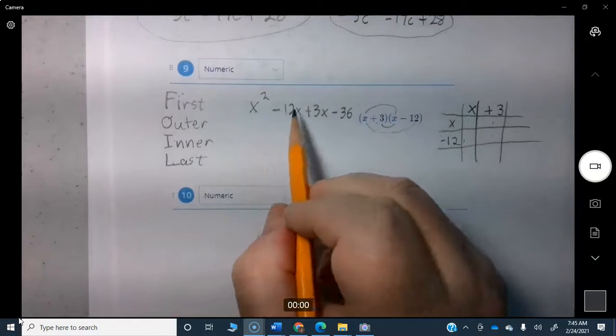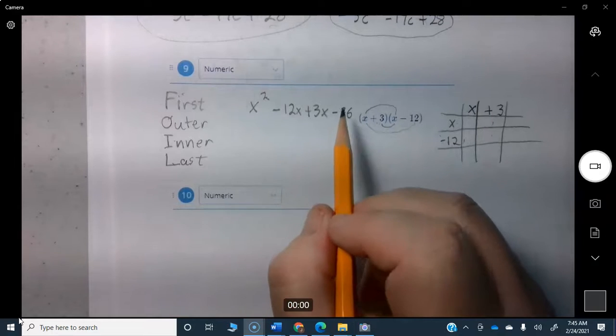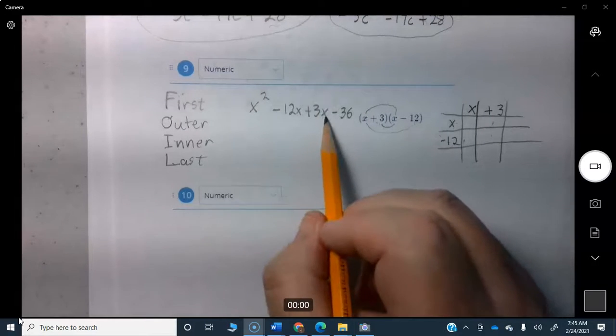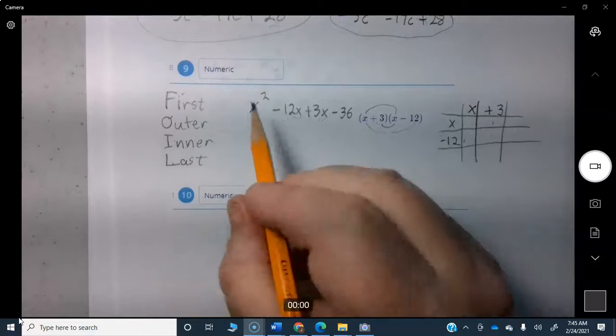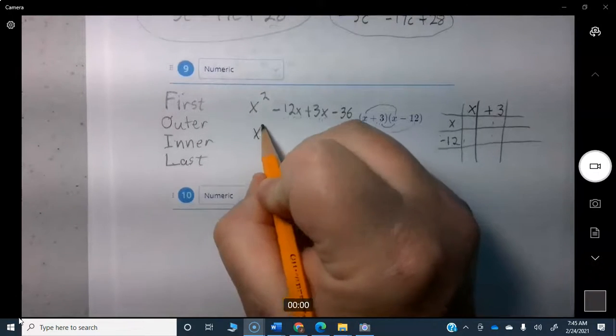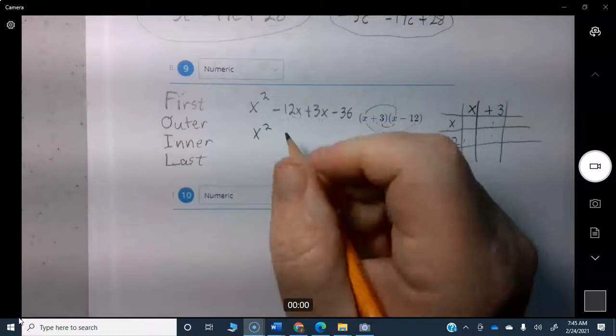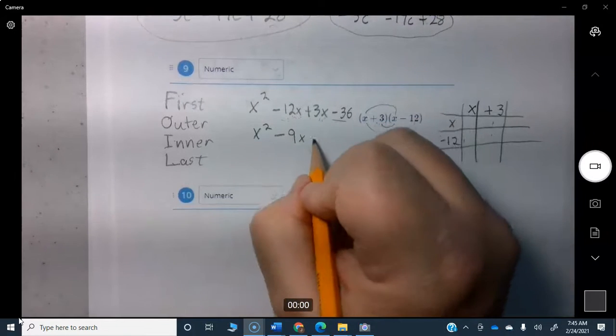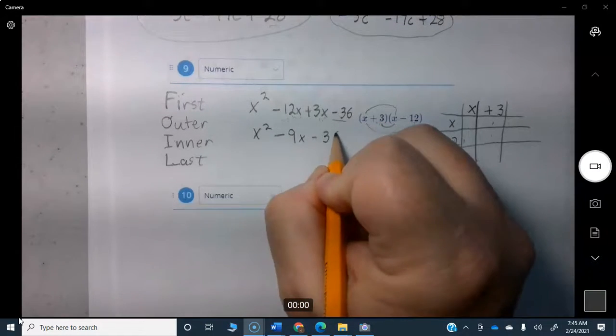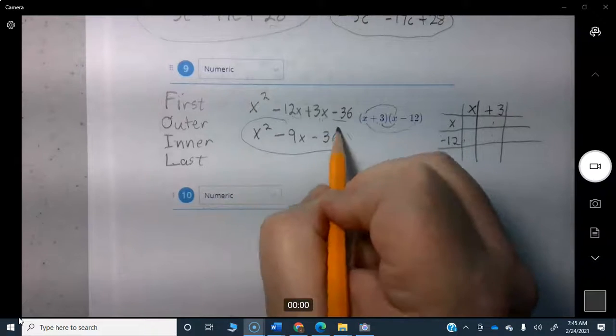Okay, so you have 4 terms here, and the only two that have common variable exponent are the two middle ones. They are x. So you can put those two together. The x squared stays as x squared. Minus 12 plus 3 gets you to negative 9x. And then the 36 stays the same, negative 36. So that's the final answer.